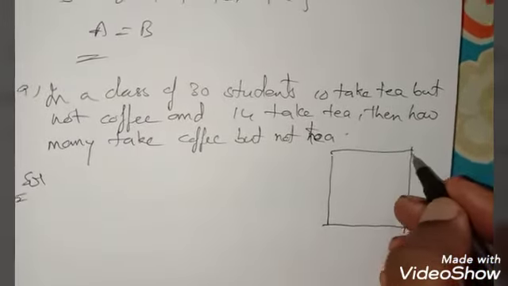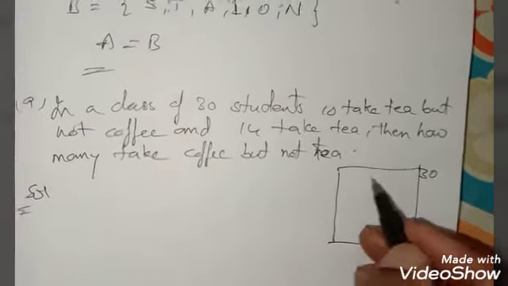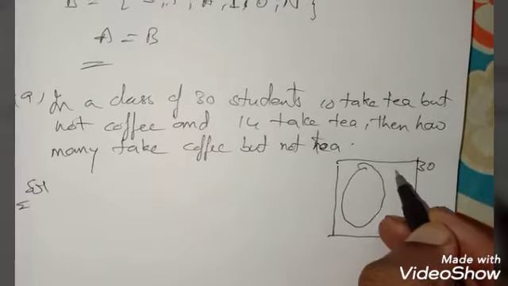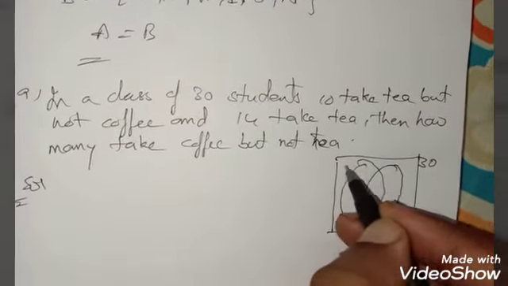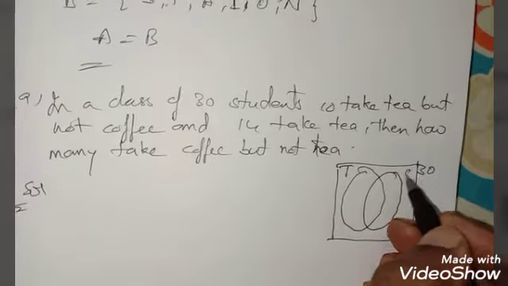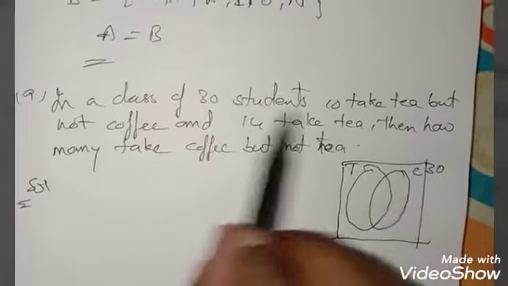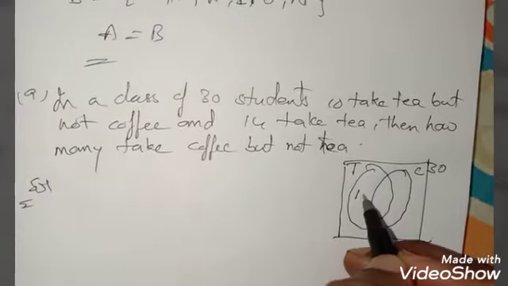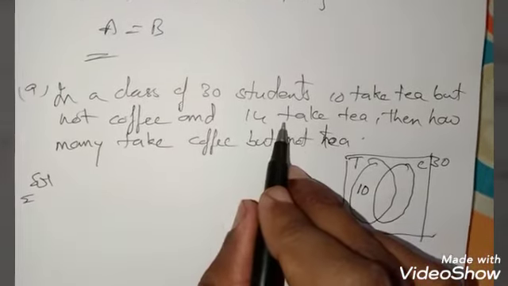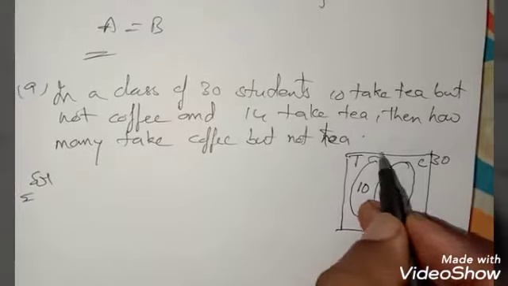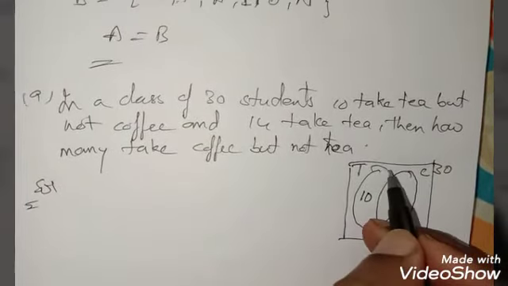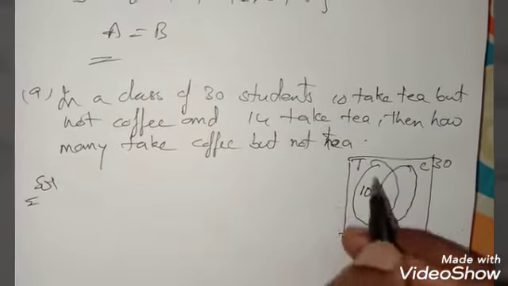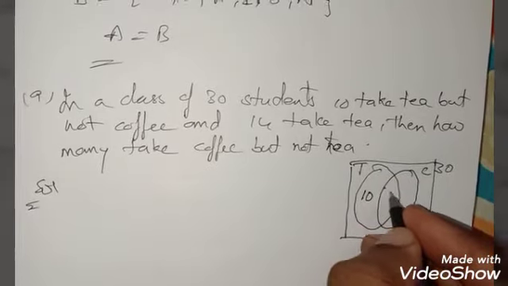the total number of students is 30, right? So in that, how many sets do we have? Two sets, one is tea and another is coffee. So here 10 take tea but not coffee means 10 take tea only. Here the total number of tea takers is 14, which means this complete set is tea. So 14 minus 10 is 4.